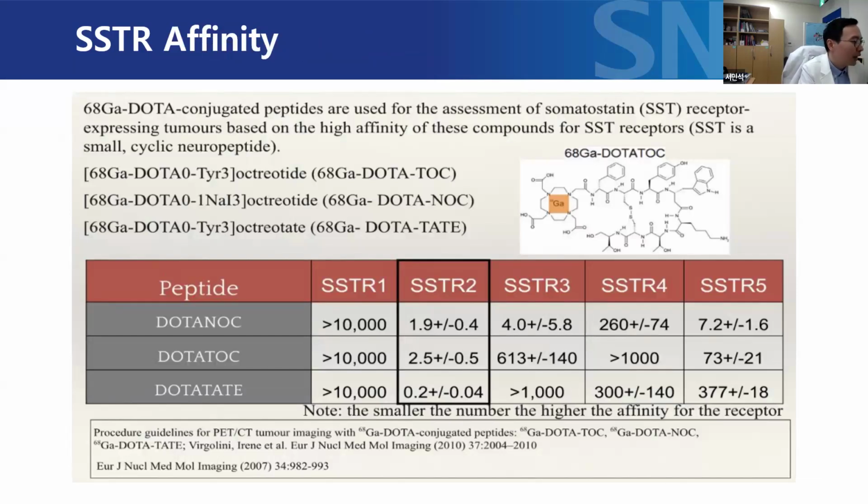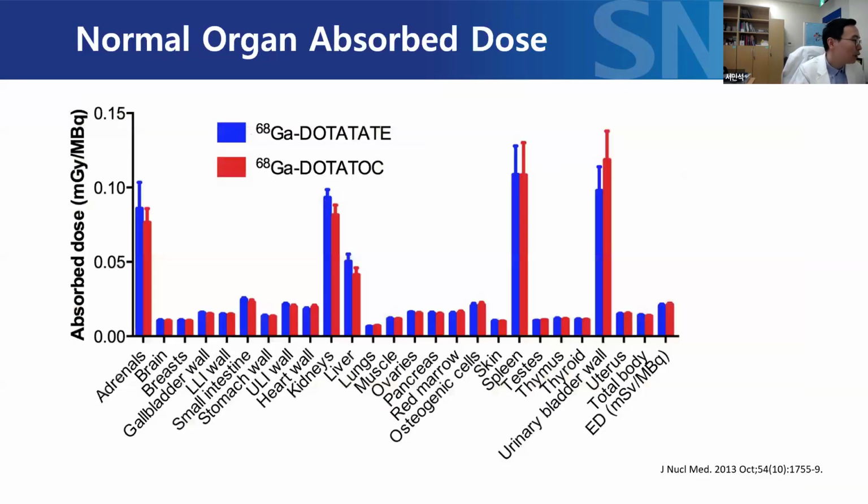Furthermore, it is known that each agent has somewhat different avidity according to the somatostatin receptor subtypes, as you can see from the table. For instance, DOTANOC might show tumors or organs with higher somatostatin receptor 5 expression compared to the other agents. However, from the articles, it is demonstrated that DOTATATE and DOTATOC seem to have no significant difference in the distribution. So any agent can be used with comparable performance according to clinical availability.